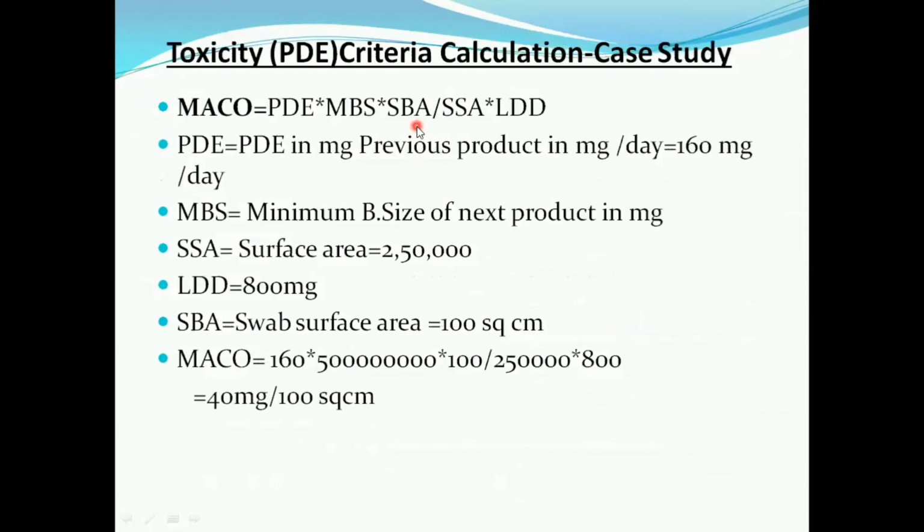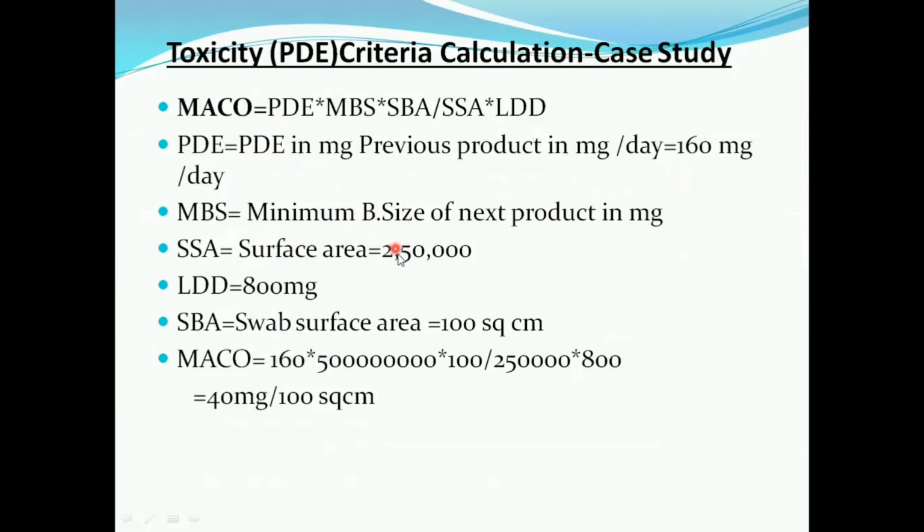Then on the basis of toxicity or PDE criteria calculation, the MACO formulation will be PDE into MBS into SBA divided by SSA multiplied by LDD. The PDE value every company takes from an outside toxicologist. If we put the values in this formula, I have taken a PDE of 160 milligrams, so I will put 160 milligram here.